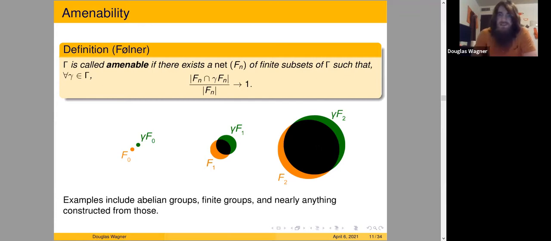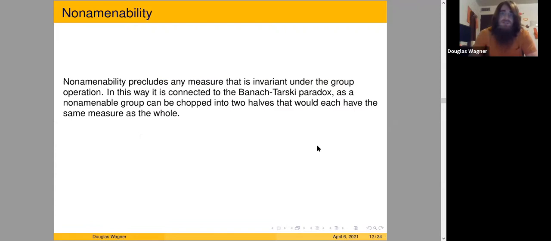Really, you can take the name amenable literally. A group is amenable if it's easy to work with. For example, they admit invariant measures. When a group is not amenable, you can split it into two halves, which would both have the same measure as the whole group, a la the Banach-Tarski paradox.